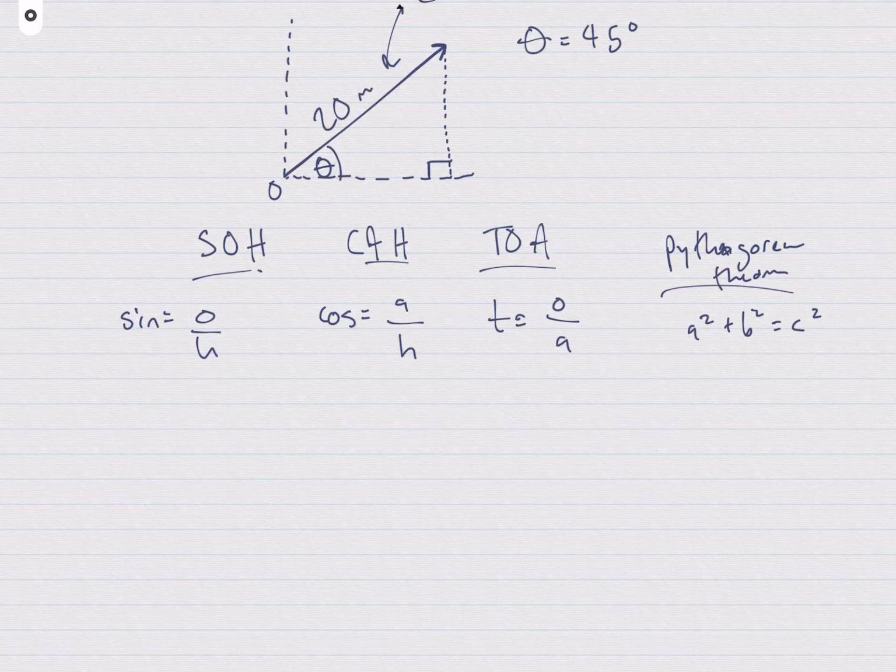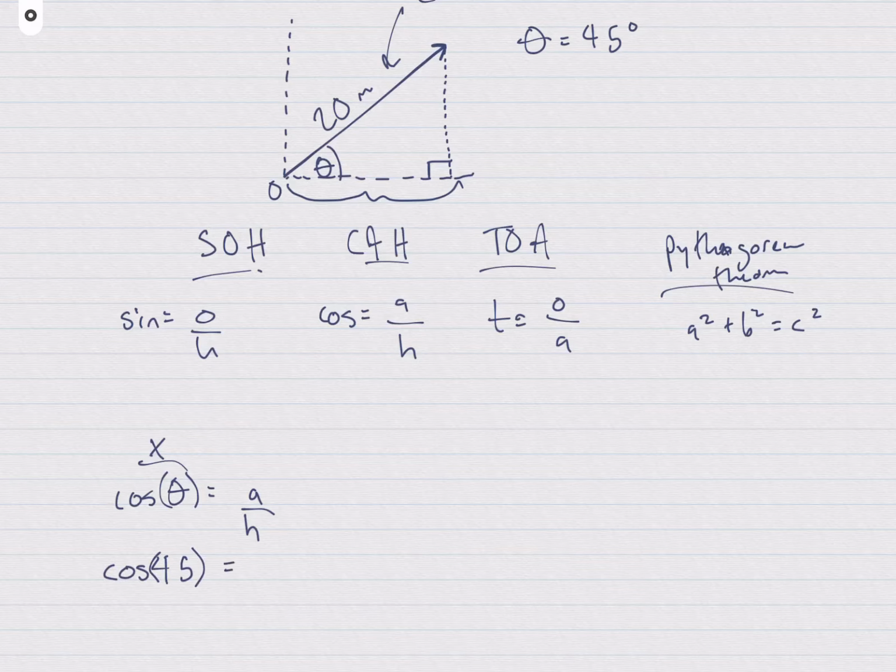So let's find the x direction then of this. So let's see, the x is right here, correct? And that is adjacent to the angle. So we use cosine. So we have cosine of theta, of the angle, is going to be equal to adjacent, which is what we're looking for, over the hypotenuse, which is 20. So cosine of 45 is equal to a over 20. So we have 20 cosine of 45 is equal to, let's just say, x now.